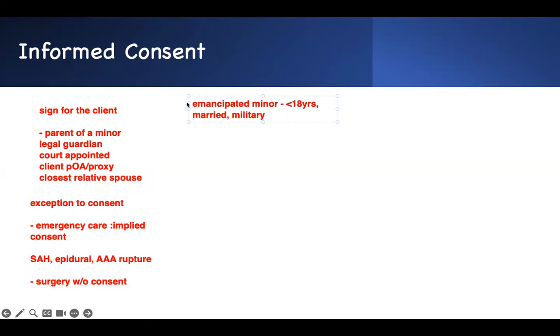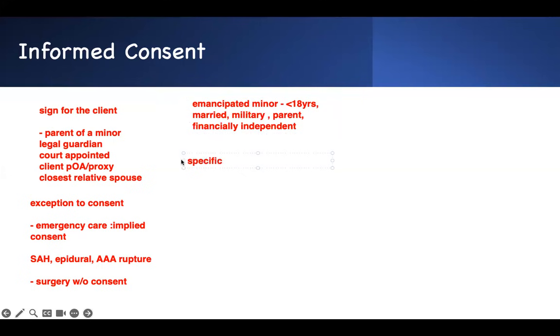You're married and less than 18, you are in the military, or you are a parent less than 18. You are financially independent from your parent, you are good. You can sign consent for yourself. Less than 18, married, military, a parent, financially independent, you can sign consent for yourself.